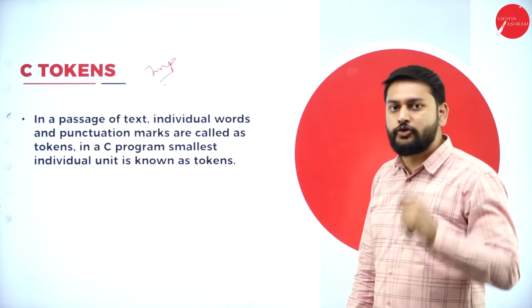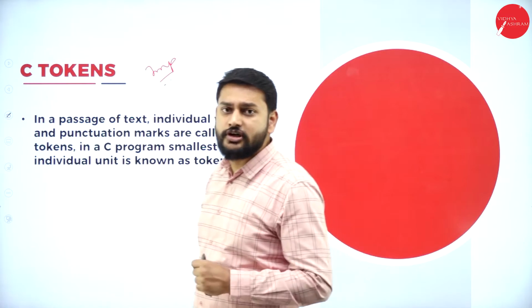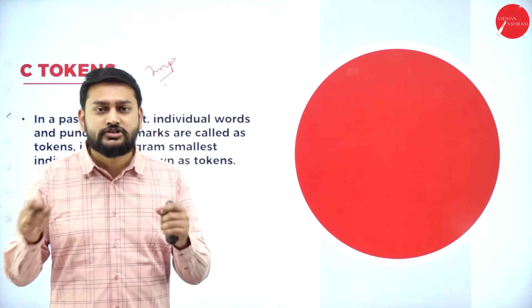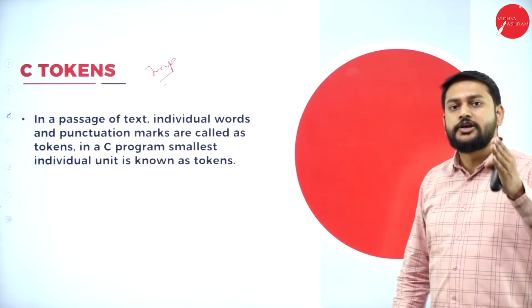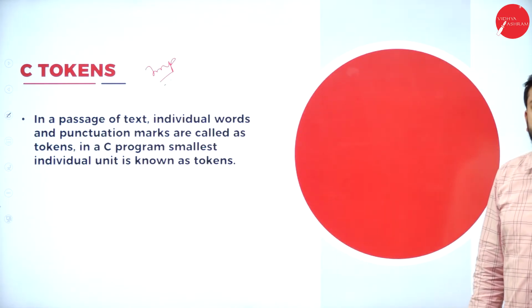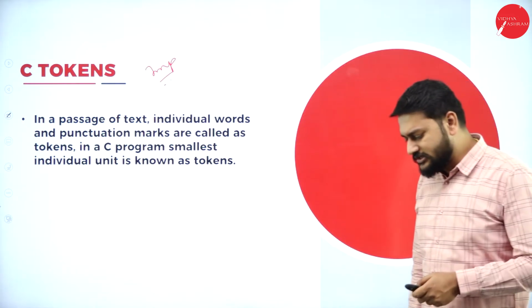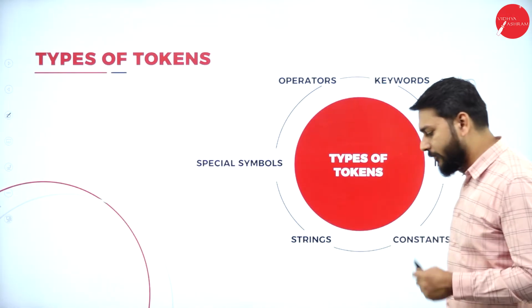I repeat for all of you, write down this definition. This definition ನಿಮಗೆ 1 mark ಕೇಳ್ತಾರೆ. What is C tokens? The smallest individual unit of a program is what I will call it as tokens. ಈ tokens ಅಲ್ಲಿ ಎಷ್ಟು ತರ tokens ಇದೆ sir? So let's understand this one by one.